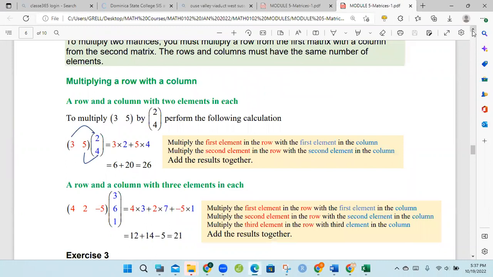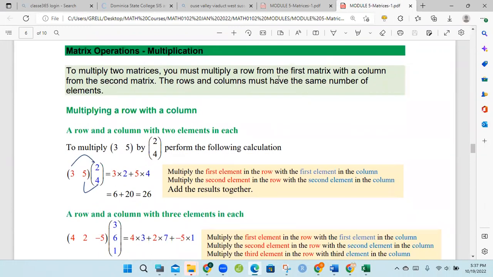It says to multiply two matrices, you must multiply a row from the first matrix with a column from the second matrix. The rows and columns must have the same number of elements. The rows of the first and the columns of the second must have the same number of elements. So in this example, you see the row of the first matrix has 2 elements and the columns of the second matrix have 2 elements. So then you can multiply the matrices.